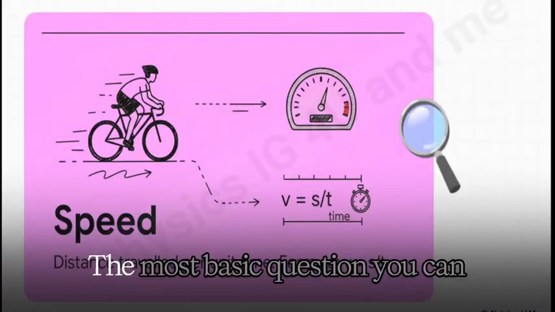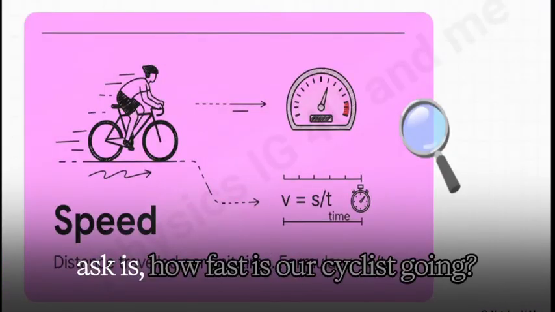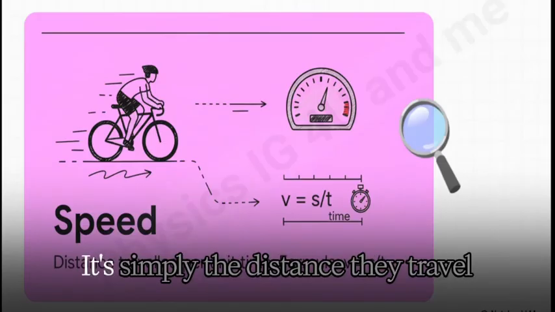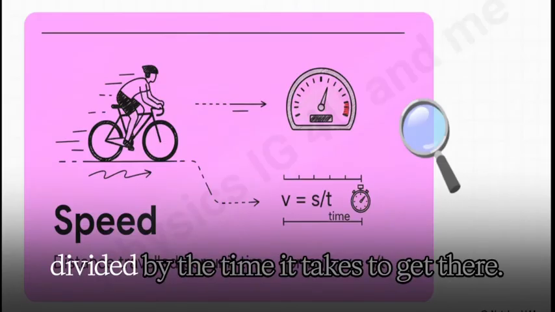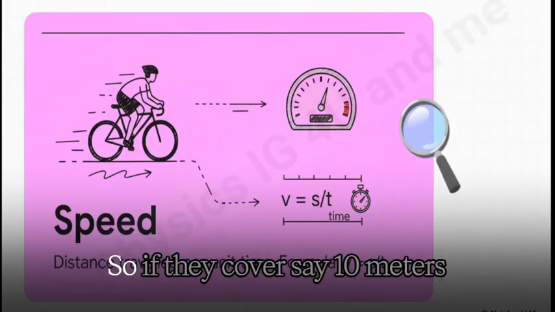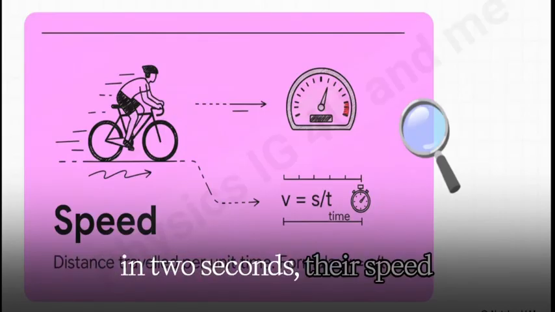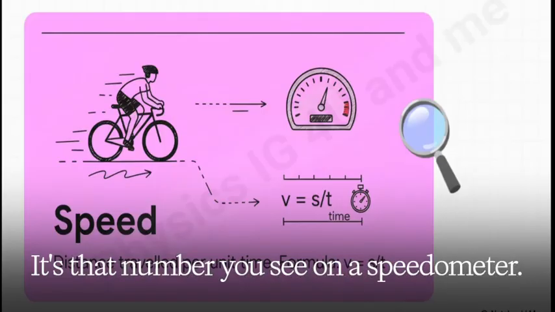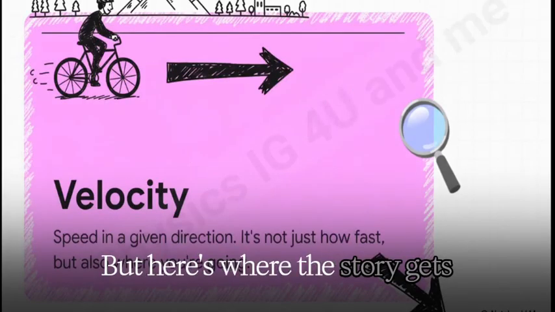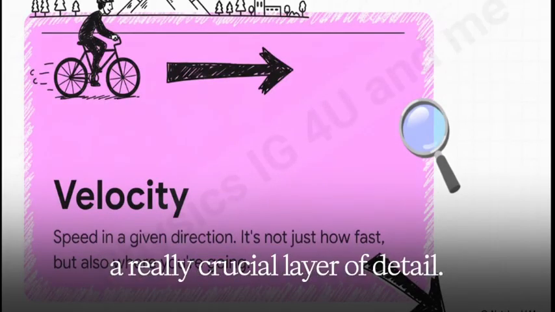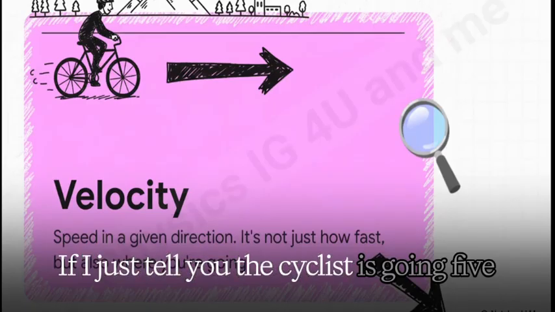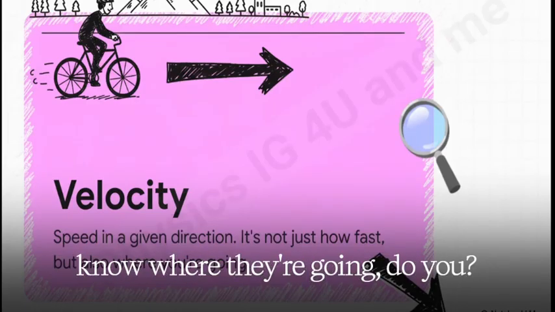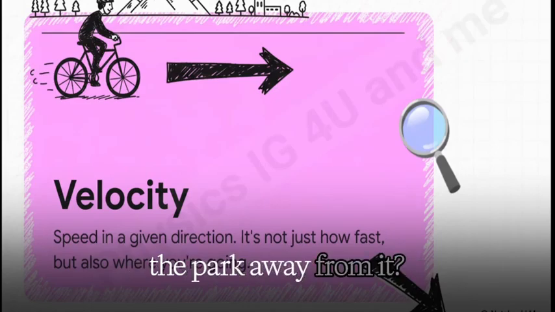First things first, the most basic question you can ask is, how fast is our cyclist going? Well, that's speed. It's simply the distance they travel divided by the time it takes to get there. So, if they cover, say, 10 meters in 2 seconds, their speed is 5 meters per second. It's that number you see on a speedometer. Simple enough. But here's where the story gets a really crucial layer of detail. If I just tell you the cyclist is going 5 meters per second, you don't really know where they're going, do you? Are they heading towards the park, away from it?